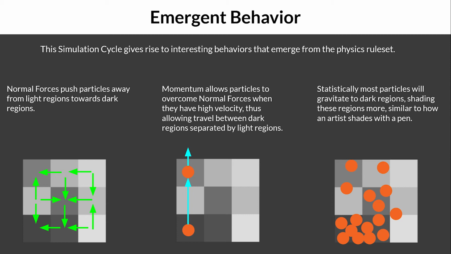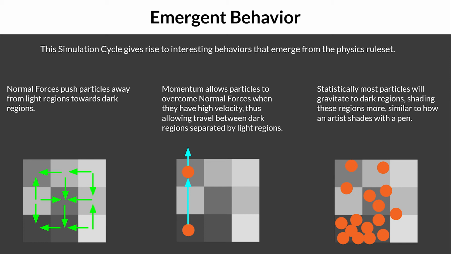Next, the momentum of our particles might allow them to overcome the normal force. You can think of it as a ball rolling down a hill into a valley, but because it has so much momentum behind it, it's able to roll up the next hill and over it into the next valley. That's basically what's happening here, and it allows us to travel between dark regions of the image that are otherwise separated by light regions.